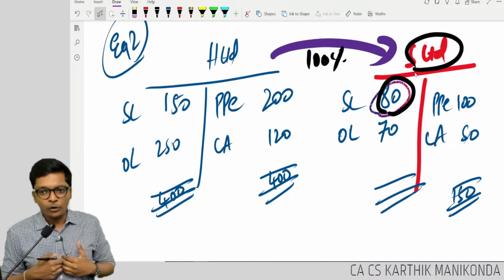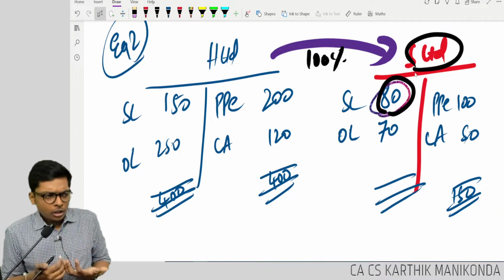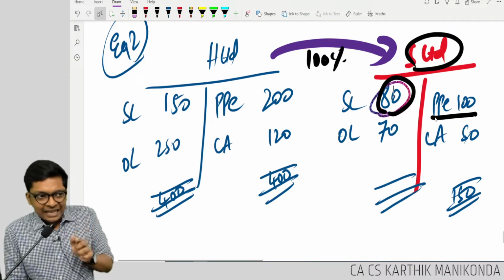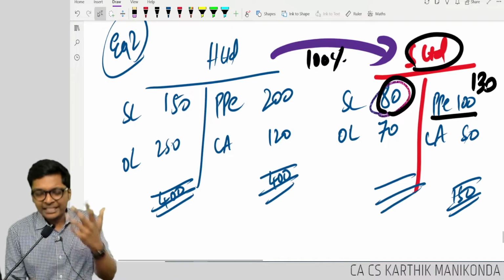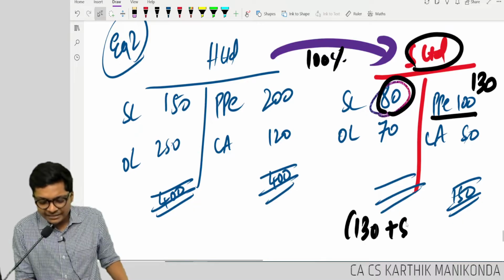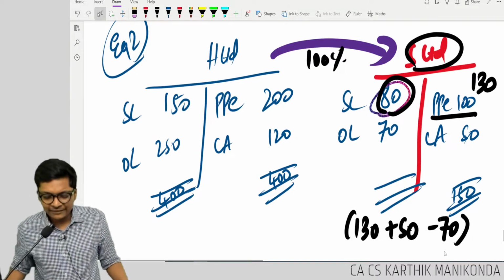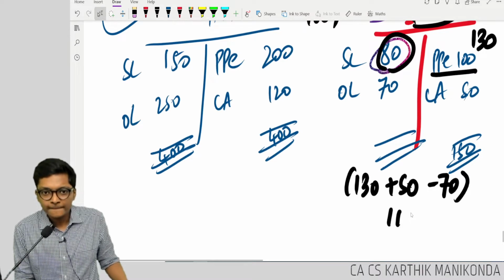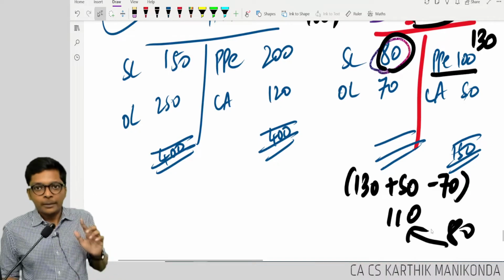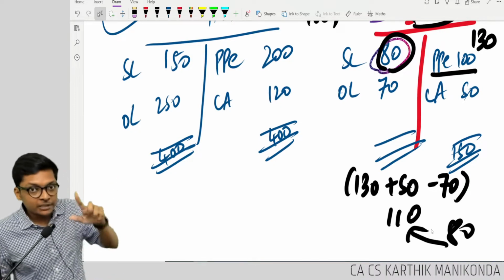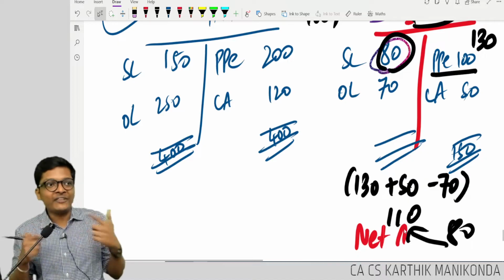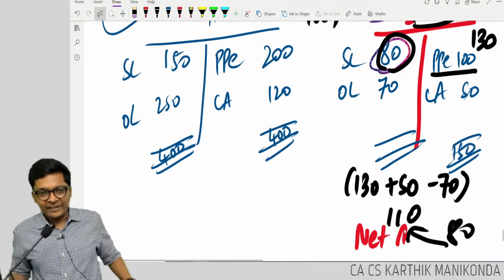Correct? Are you following, guys? Understanding? Or in very simple terms, maybe the book value of PPE is 100, but the fair value could be 130. They have not done revaluation. So how much will you pay in this case? 130 plus 50 minus 70. How much will you get? 110. Are you following? You can't pay 80. You have to pay 110 because the asset is not worth 100. It's worth 30 more. 130. Basically, I am now computing net assets using fair value method. Fair value of assets minus fair value of liability.